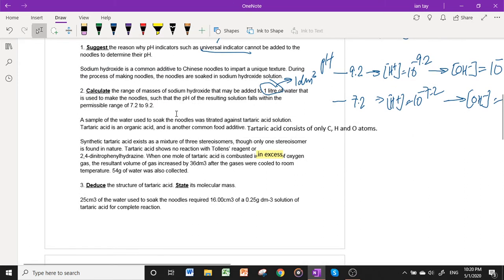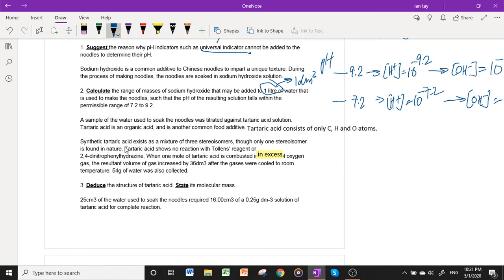A sample of the water used to soak the noodles was titrated against tartaric acid solution. Tartaric acid is an organic acid, and it's another common food additive. You can actually find tartaric acid in baking essentials in your nearby baking shop. So tartaric acid consists only of C, H and O atoms. This information is actually supposed to be provided by the question. It's just that my friend forgot to include it, so I included it after consulting with him and telling him that this information is necessary.